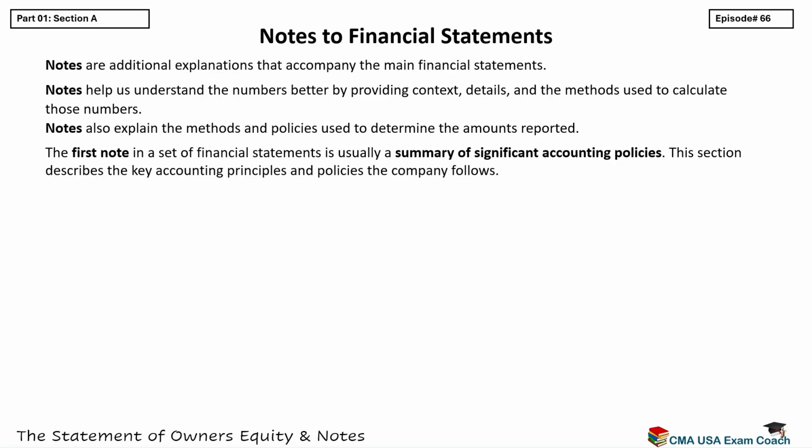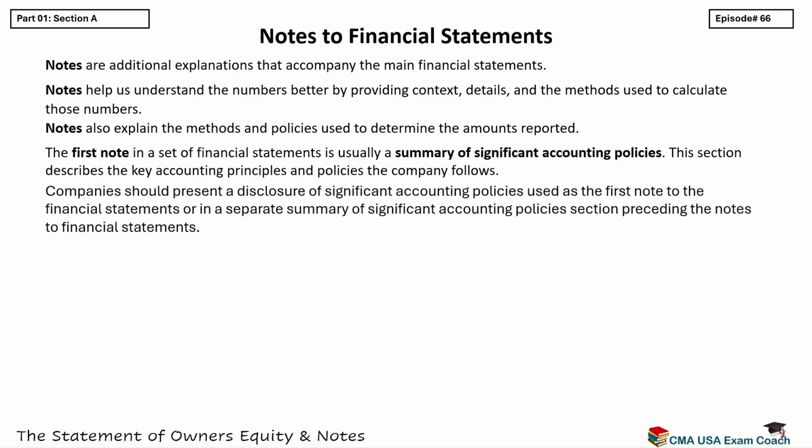Companies are required to present these disclosures either as the first note to the financial statements or in a separate section called Summary of Significant Accounting Policies, which comes before the other notes. This ensures clarity and transparency, so anyone reading the financial statements can understand how the financial information was prepared and what assumptions were made.